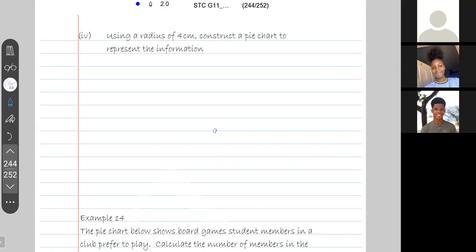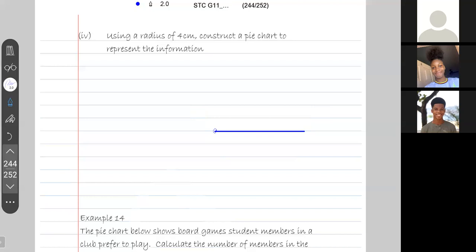Then I normally draw the first radius. All right, so that's the center, that's the first radius. Let us assume that this is 4 centimeters, because that's what they said. You would have had your ruler, so you can measure it to ensure that you get 4 centimeters.